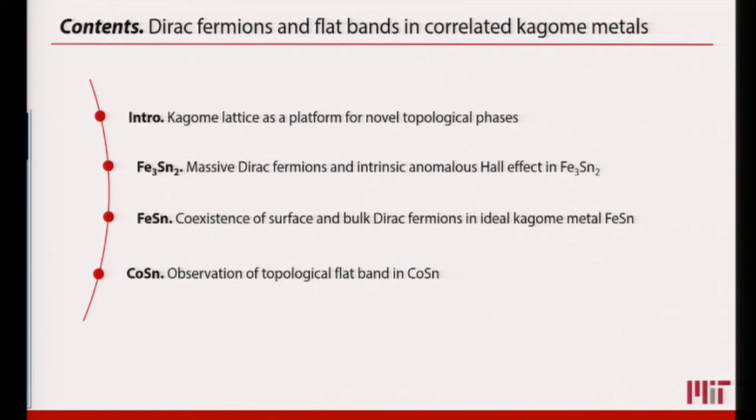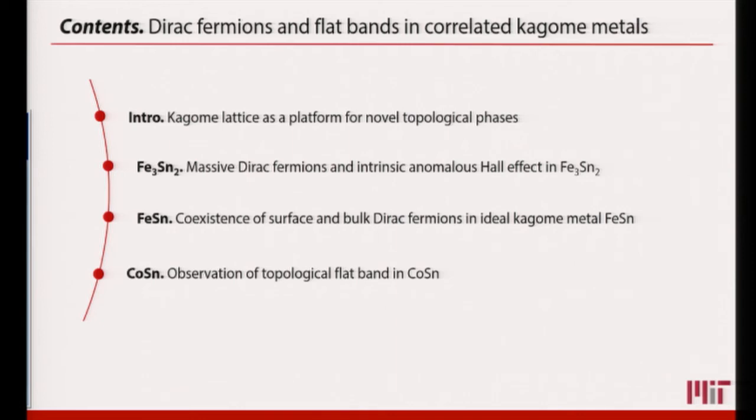Then I'll talk about FeSn, which is a close sibling of Fe3Sn2. They have the same chemical constituents with slightly different structure, with different stacking sequence of Kagome planes. And here I'll talk about the coexistence of surface and bulk Dirac fermions, and in general about the finding of a simpler electronic structure that could serve as a better basis for harnessing topological phenomena and topological phases.